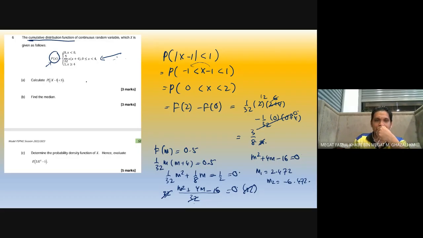By the way, are we going to take both of these values of m? So let's see. The value of x must lie in between 0 until 4. Is it possible for negative 6.472? No. So 2.472, yes. So we recall the value of m for the median is 2.472.